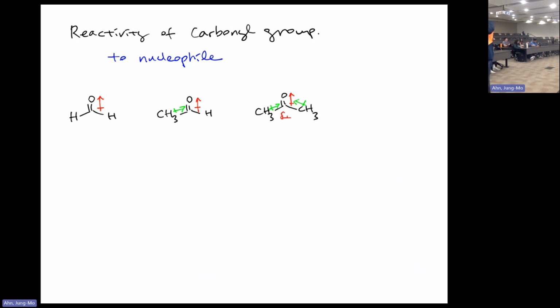So those are the factors that you need to think about for the electron deficiency of the carbonyl for the attack by the nucleophile. The more electron deficient the carbonyl, the better the nucleophile can attack. So in that case, formaldehyde is the best, then the aldehyde, then the ketone.